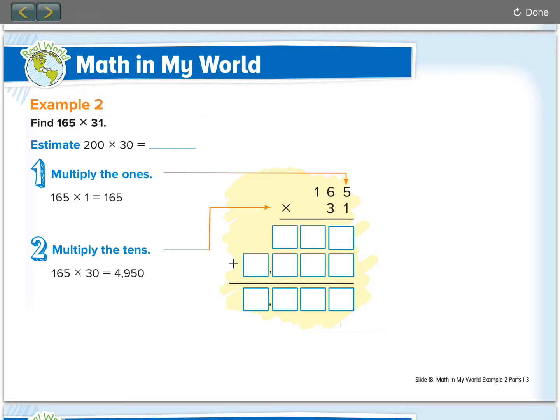Try example 2, 165 times 31, and check your work on the next slide. Don't forget to estimate first so you know if your answer is reasonable.